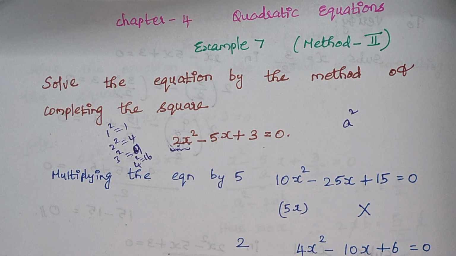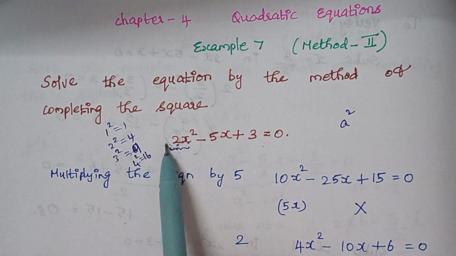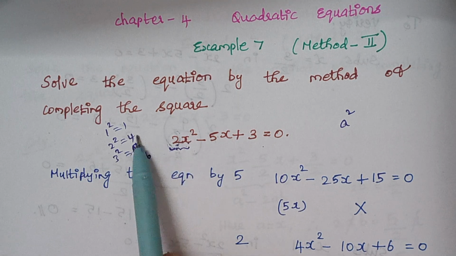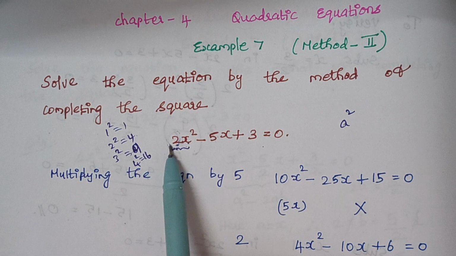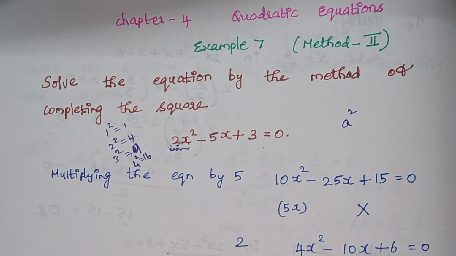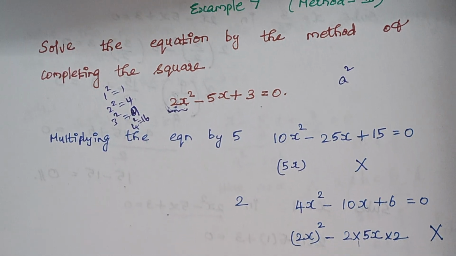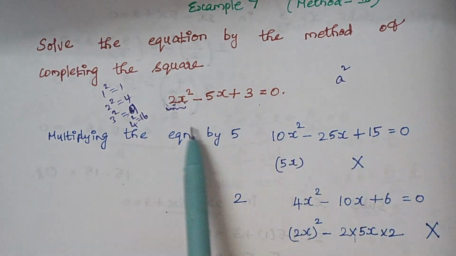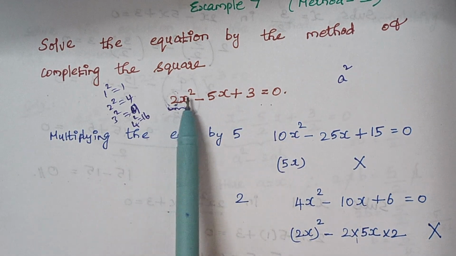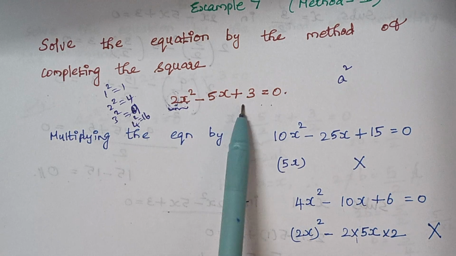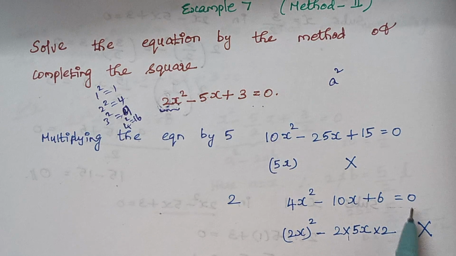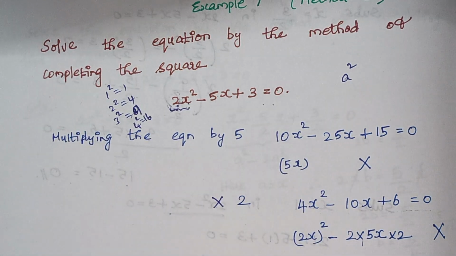So as a first thing, here we have 2, right? When this 2 gets multiplied by 2, it is very easy. We get 4, so that we can make this number a perfect square. But here there is a small analysis. When you multiply this equation by 2, what happens? 4x square minus 10x plus 6. The equation gets transformed like this whenever it is multiplied by 2.